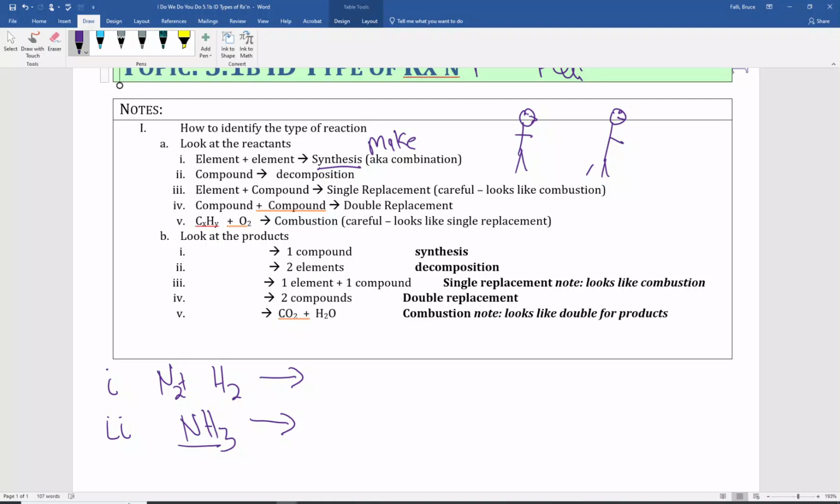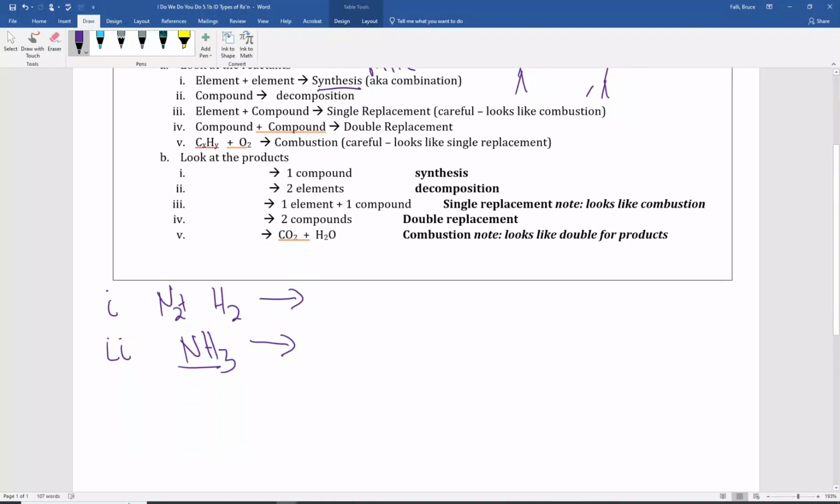Okay. And then part 3 is an element plus a compound. And this one's a little trickier because they don't always work, but I'll pick one that works. Li plus KNO3 would be an element, just one thing, and a compound, 2 types of atoms. This one has 3, but you get the idea. Li plus K plus N plus O.